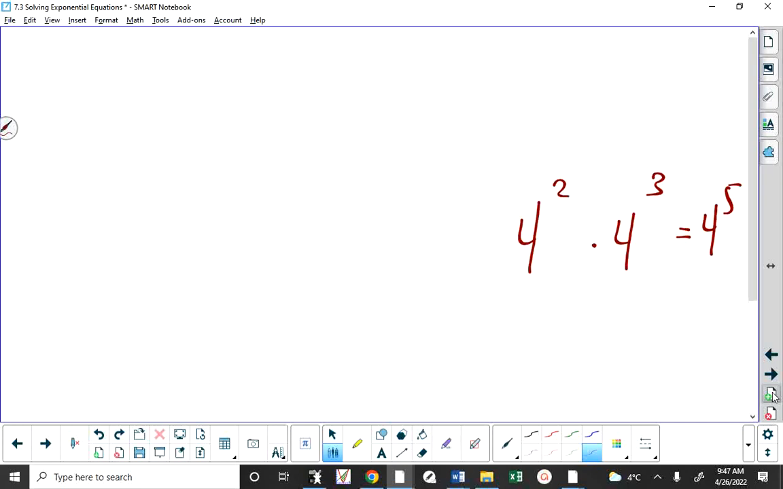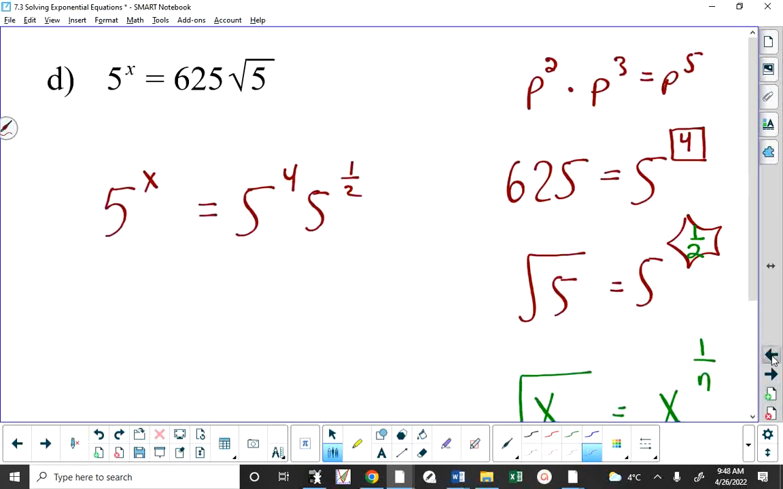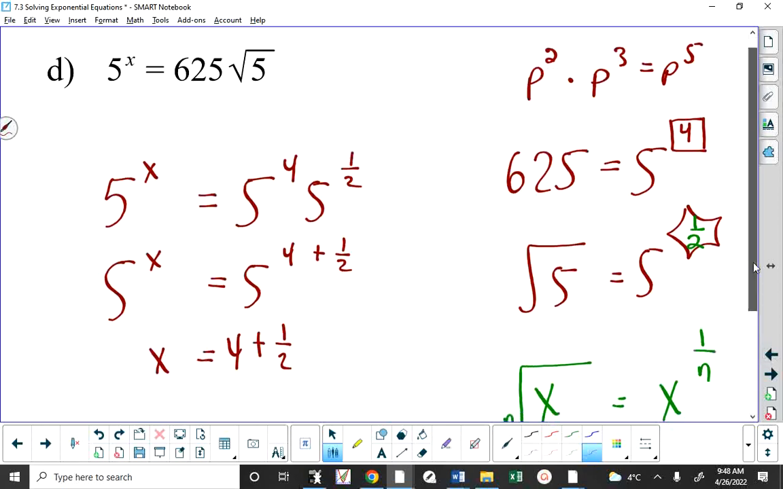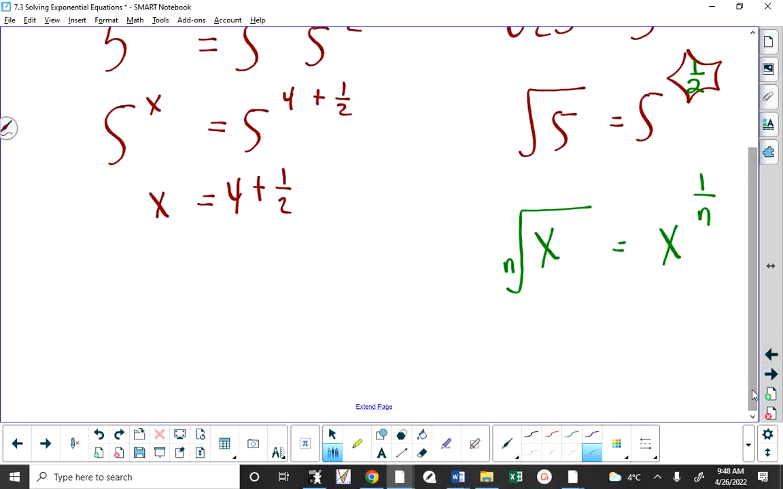So all we're going to do here for our next step is write 5 to the x equals 5 to the 4 plus 1/2, which means x equals 4 plus 1/2. And you will see that the questions get more complicated than this in your practice. But anyway, 4 plus 1/2 is 4.5 or 9 over 2. So x is 9 over 2. Any questions with that example?